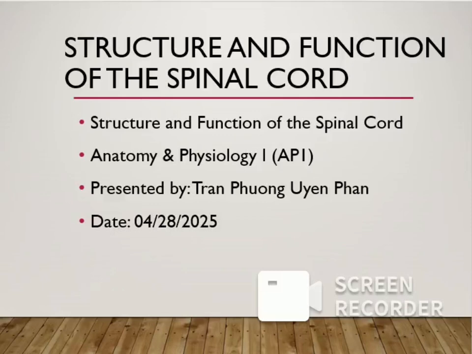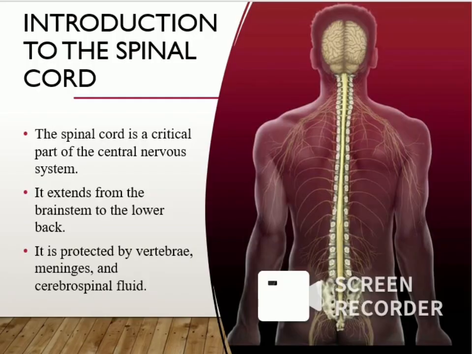Today, we explore the key components of the spinal cord and its important roles in the human body. Firstly, I introduce to you the spinal cord. The spinal cord is a critical part of the central nervous system, which is known as the CNS. It begins at the brainstem and runs down to the lumbar region of the spine.